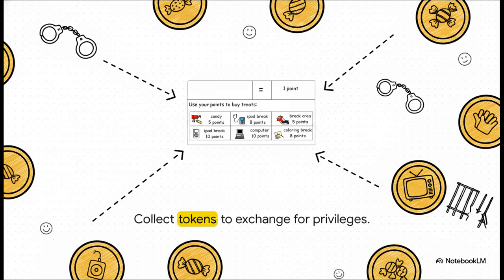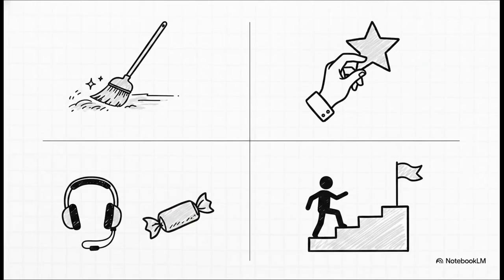They can then take those tokens and exchange them for highly valued privileges, like an iPod break, extra TV time, or treats. But for it to actually work, the reward must be genuinely valuable to the prisoner and handed over immediately after the good behavior. You can't just hand out tokens randomly, though.